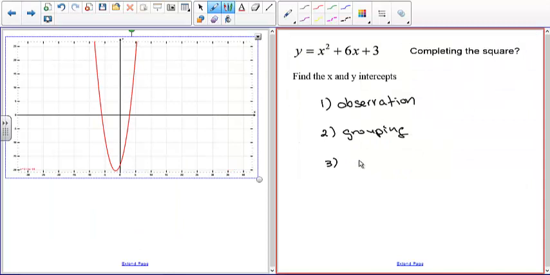The third way is completing the square, and we'll actually do that a fair amount because we use that in calculus, completing the square.